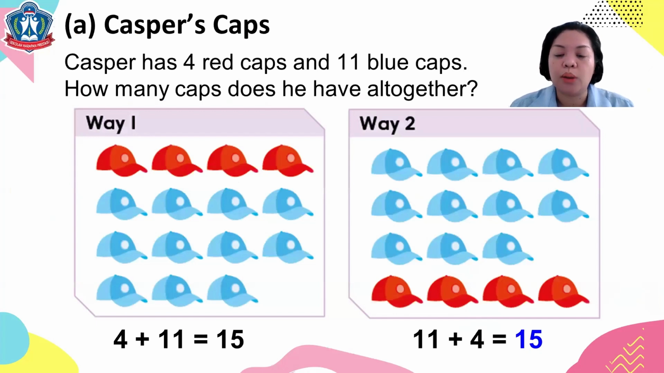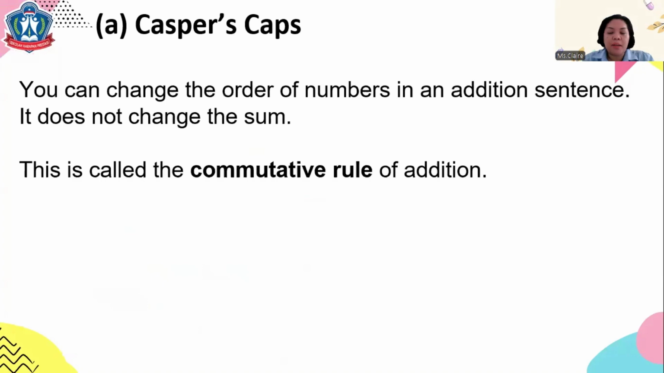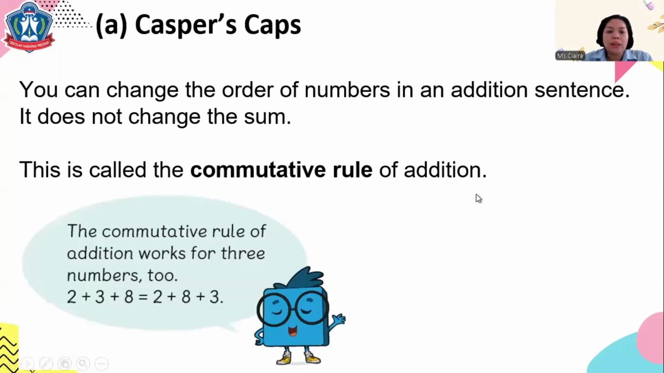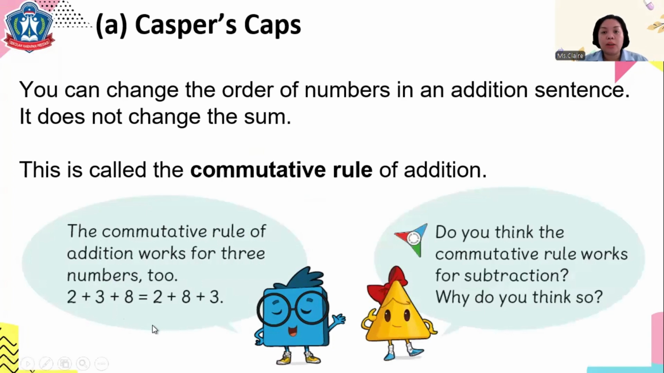It does not change. Okay, as what I have mentioned earlier, we can change the order of numbers in an addition sentence, and the answer or the sum does not change. This is what we call the commutative rule of addition. Commutative rule will also work if we have 3 numbers. Example, 2 plus 3 plus 8. We can switch the numbers into 2 plus 8 plus 3. The answer is still the same, which is 13. How about in subtraction, P3? Can we switch the numbers? So you can share your opinion during our class.